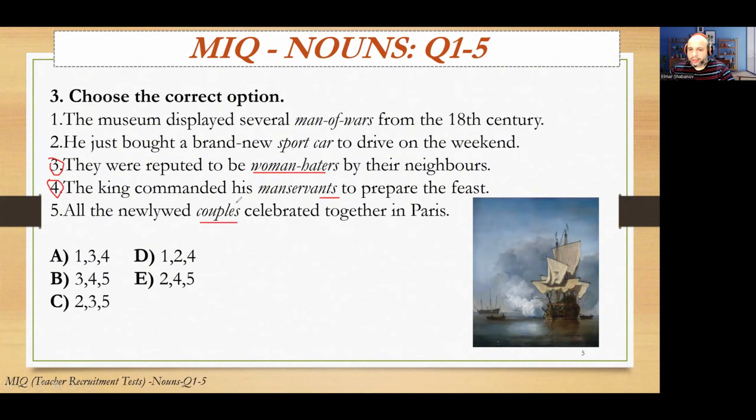Couples, we add plural as in regular nouns. So the correct options are 3, 4, and 5. 1 and 2 are wrong. So the correct answer is B.